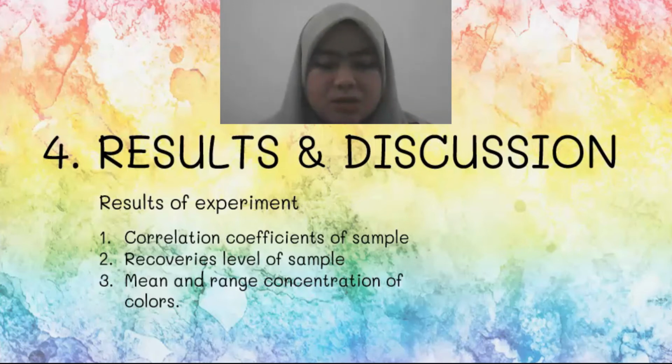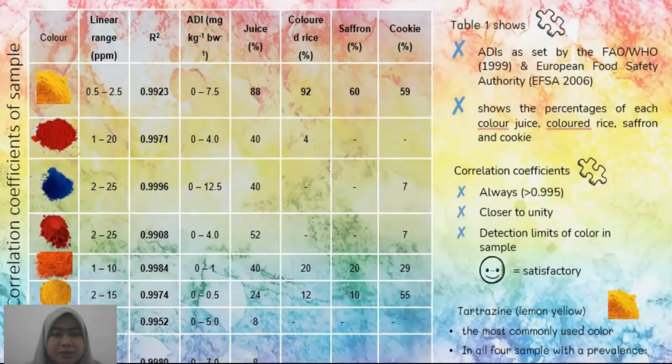Three results will be stated from the generic article, which are the correlation coefficient of sample, the recovery level of sample, and the mean and range concentration. In Table 1 we show the percentage of each color in juice, colored rice, wafer, and cookies. The result for correlation coefficient is always more than 0.995 and close to unity, showing a good relationship between peak area and concentration. The detection limit of color in the sample was found to be satisfactory.